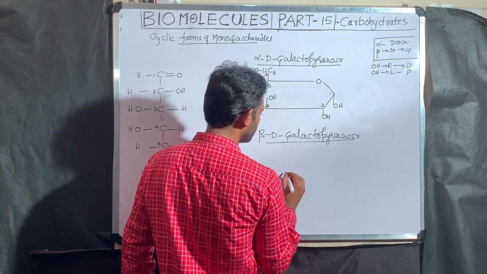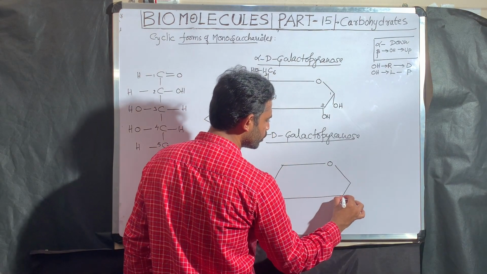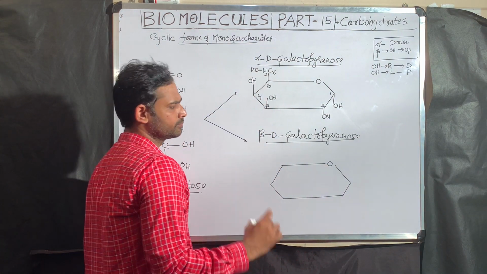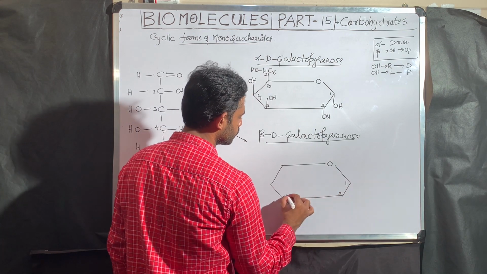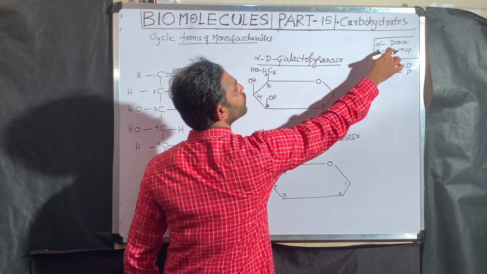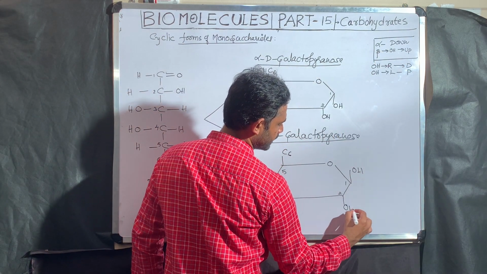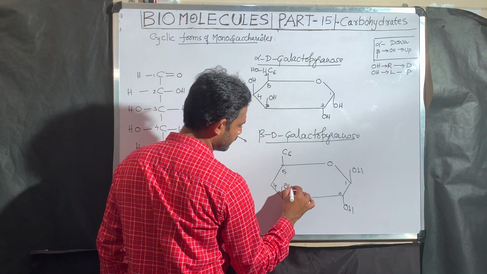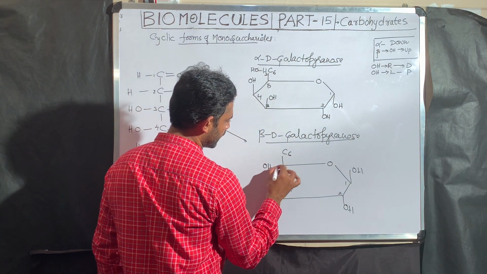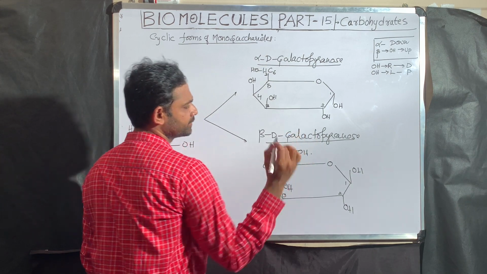How? Pyranose. After writing the ring, you should not forget to give the numbers. 1, 2, 3, 4, 5, 6. Beta, OH group on the functional carbon up. Second carbon right side. Third carbon left side. Fourth carbon also left side. Last carbon CH2OH. See this one.